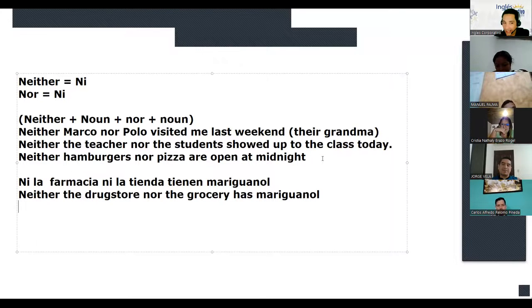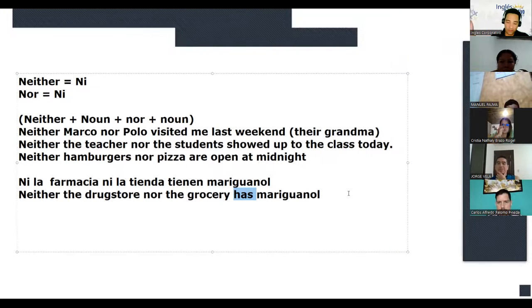Okay, so are we clear here? I'm using neither first, then a noun, then nor, then a noun, and then the complement, which starts with a verb. Watch out. Neither clear nor what else? That's the point, Jorge. You don't need to use a verb. You need to use a noun first. Neither noun plus nor noun. Why? Because you're saying that neither this nor this place, people, whatever, X thing.